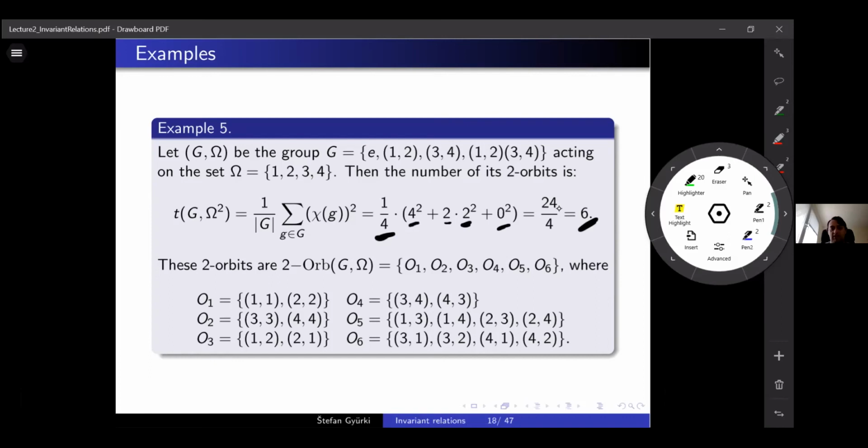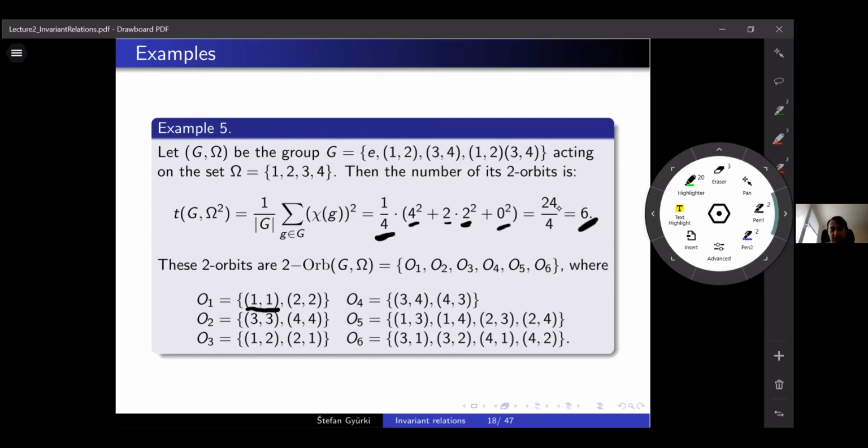I can write down these 6 2-orbits, for example, by considering first the pair (1,1), and after that I can take all its images. I will see that the element (1,1) can be mapped just to the pair (2,2) or to itself. So the orbital, or 2-orbit, containing the pair (1,1) is of size 2. Similarly, the number of images of the pair (3,3) is 2, and so on.